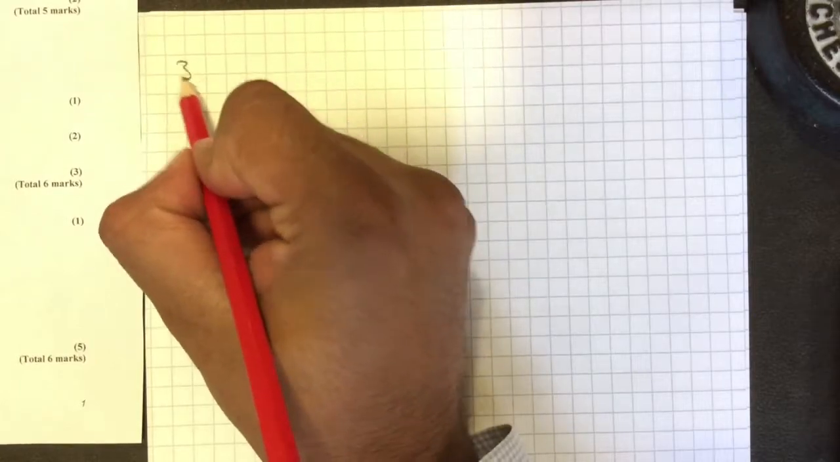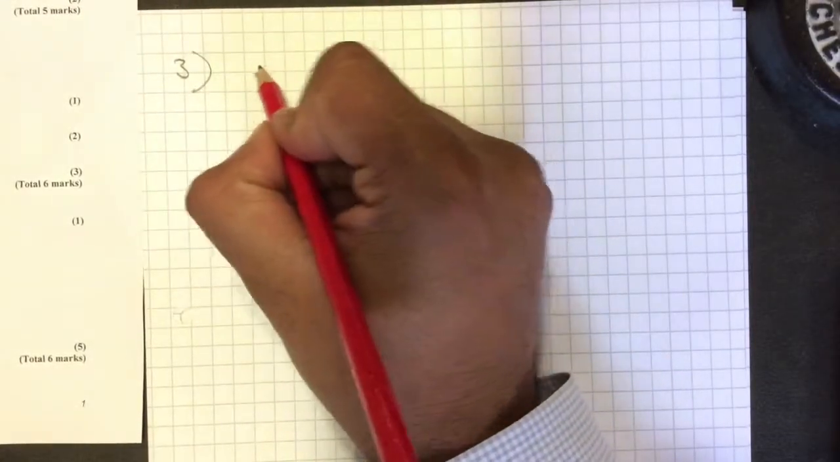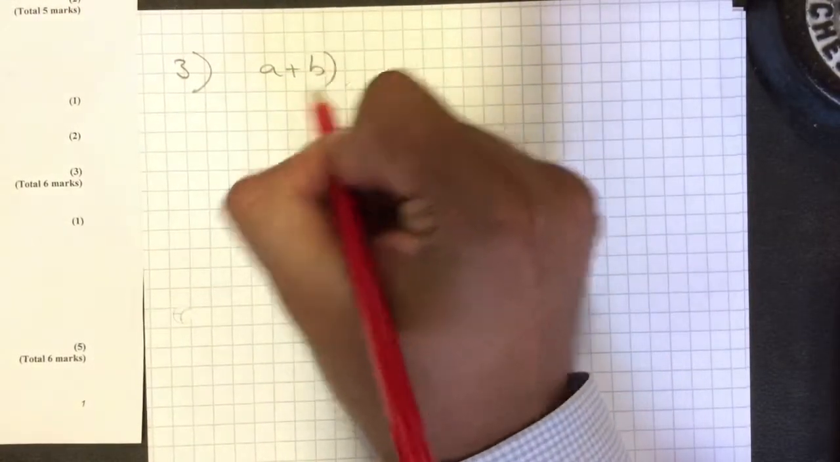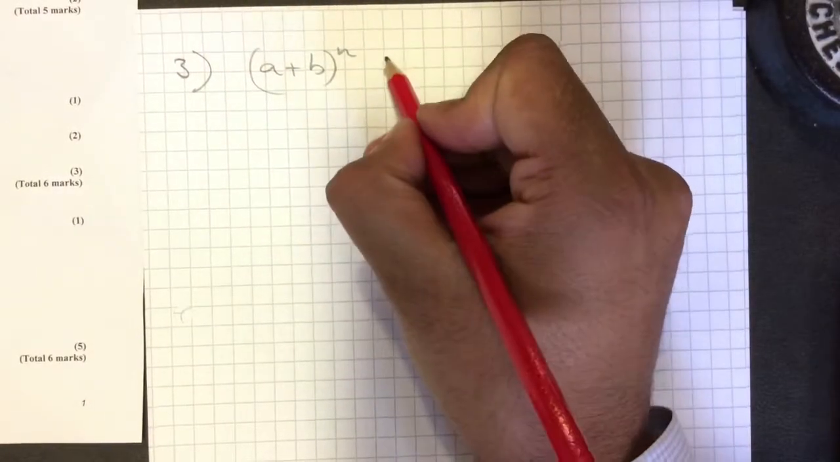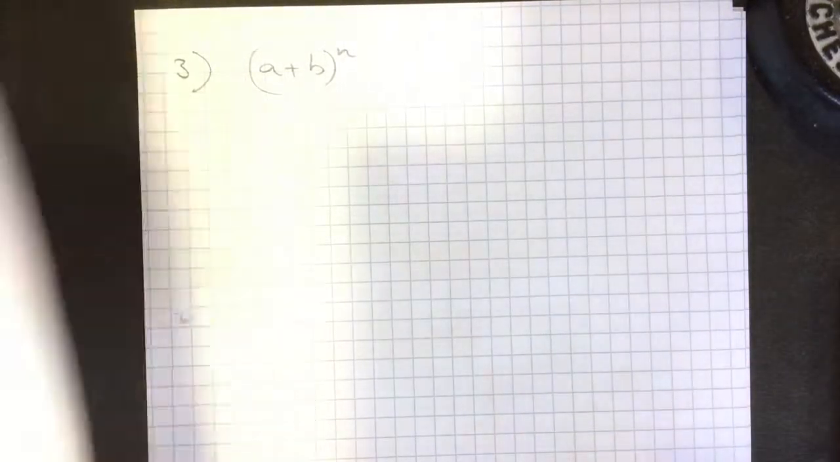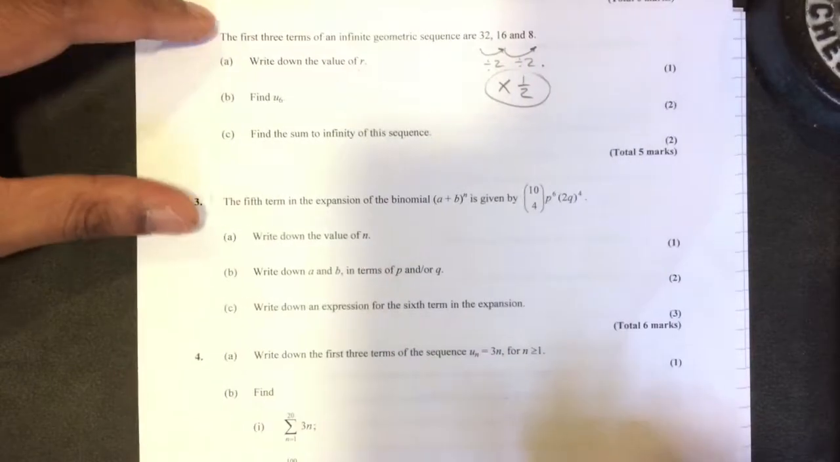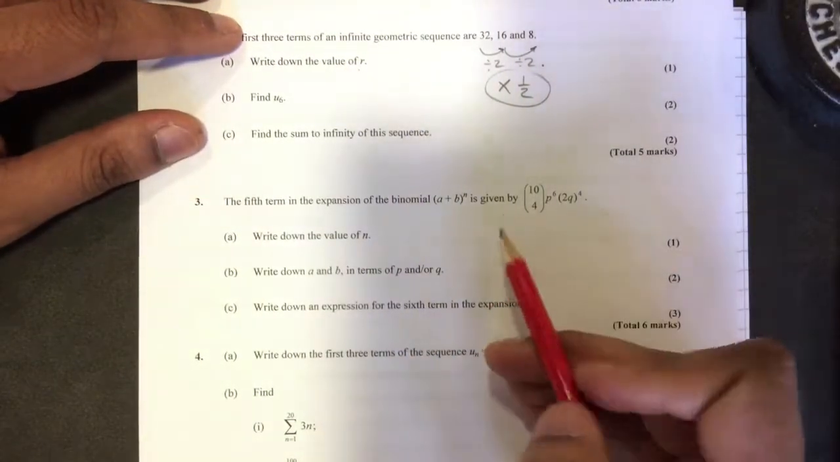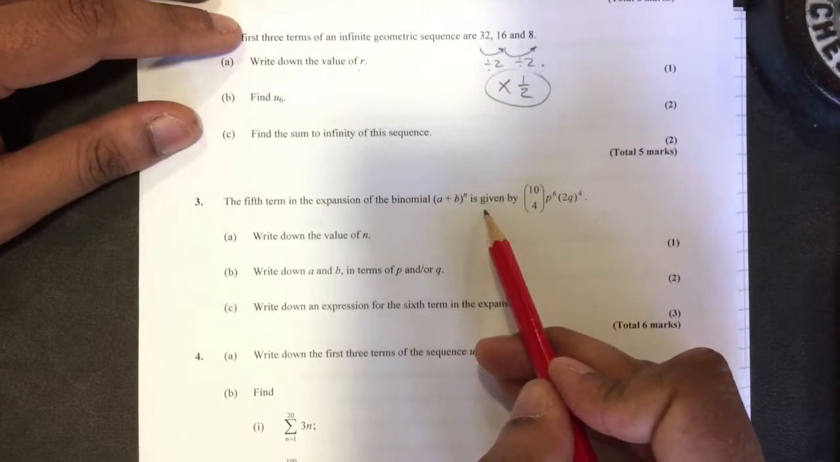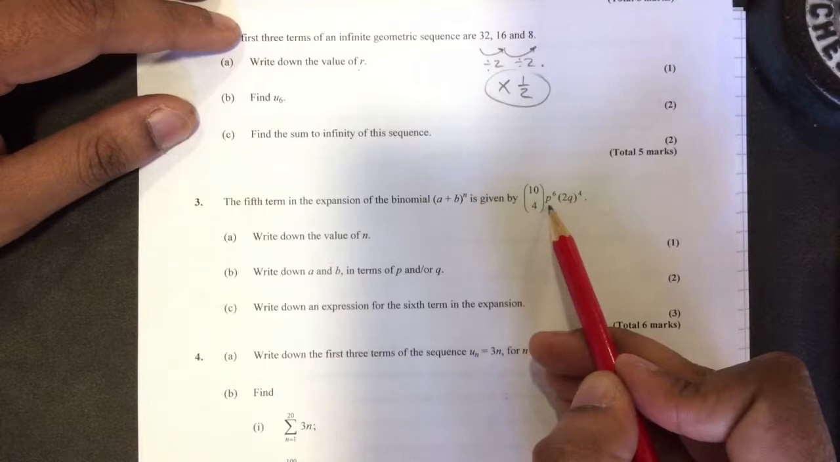I practice on here. Okay, so question 3. You are in a similar position. Question 3 says, find the fifth term in the expansion of (a plus b) to the power of n. I'll put the question up for you. And we've got the fifth term is given by 10C4, p to the 6, (2q) to the power of 4. Let me write that out.